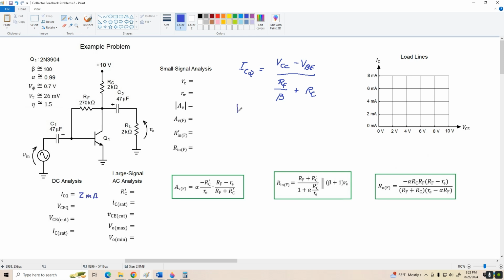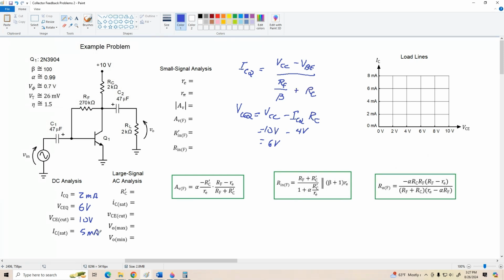VCEQ is, recall, VCEQ equals VCC minus ICQ times RC. So we've got IC times RC is going to be 2 milliamps times 2K is 4 volts. So we've got 10 volts minus 4 volts equals 6 volts. So our VCEQ is 6 volts. For the DC load line, VCE cutoff is the power supply rail voltage, so that's 10 volts. And IC sat is VCC over RC, so 10 volts divided by 2K is 5 milliamps.